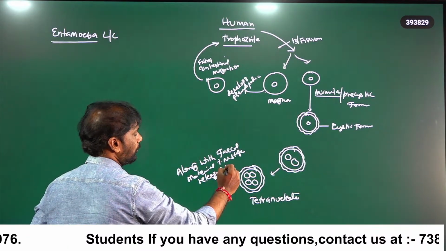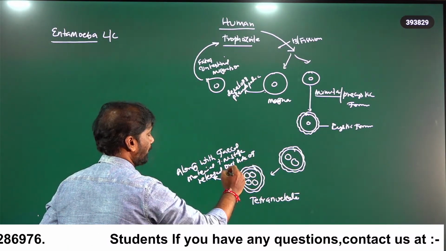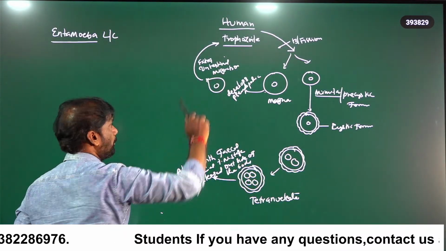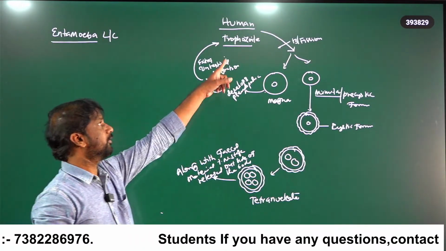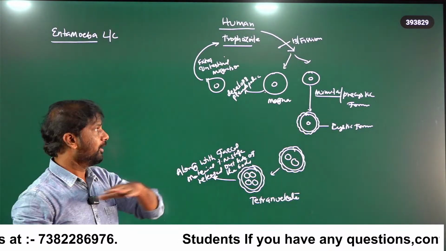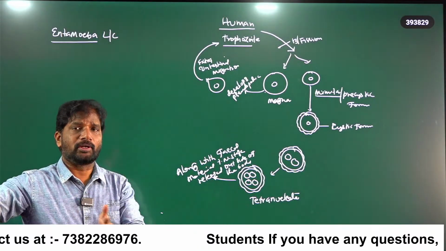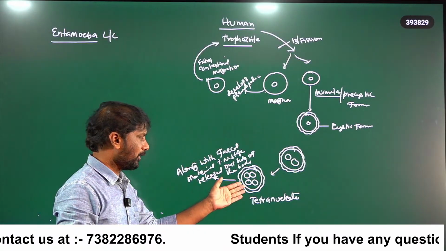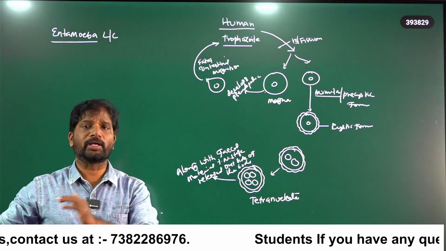Released outside of the body. So this is an infected human being, a person infected with Entamoeba. When this infected man releases fecal material, the tetranucleate stages are also released out from the body.